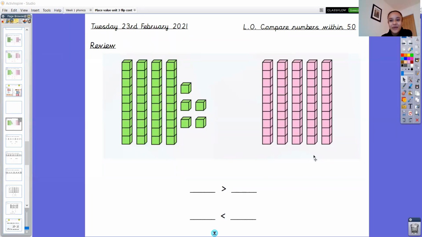So today we're thinking about comparing numbers within 50. Yesterday we thought about comparing groups of objects within 50. So before we move on to just the numbers, could you please have a go at this question, very similar to yesterday's one. So think about how many tens, how many ones. You don't need to write it down, you can just have a think about it, see if you can complete one of the comparisons or both the comparison statements, okay? So please pause the video now to do that.